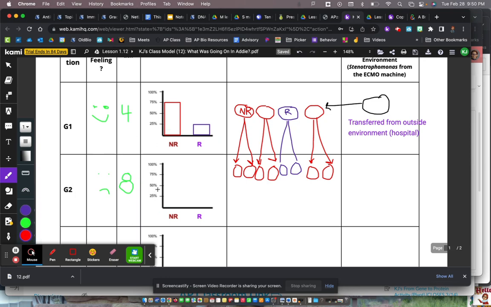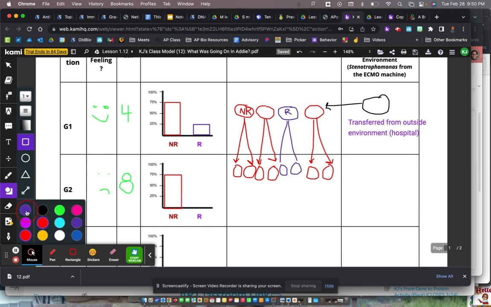And that's a really important point. That's something I really want to make sure you understand. When we don't add any antibiotics, there's no change in the population. It's still going to be 75% not resistant and 25% resistant. So the graph is exactly the same.